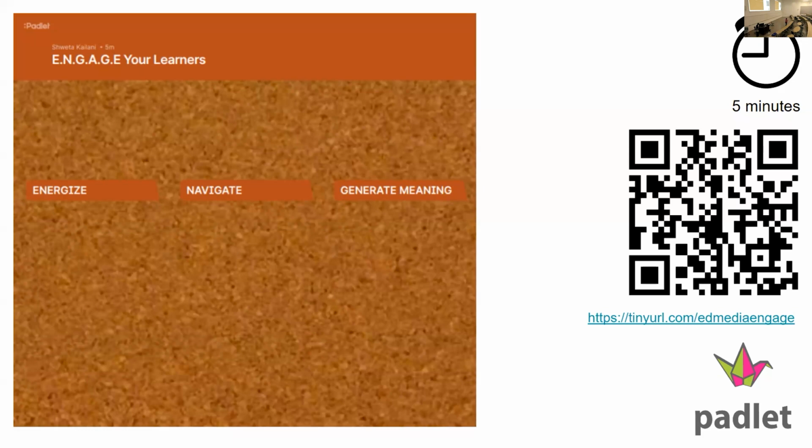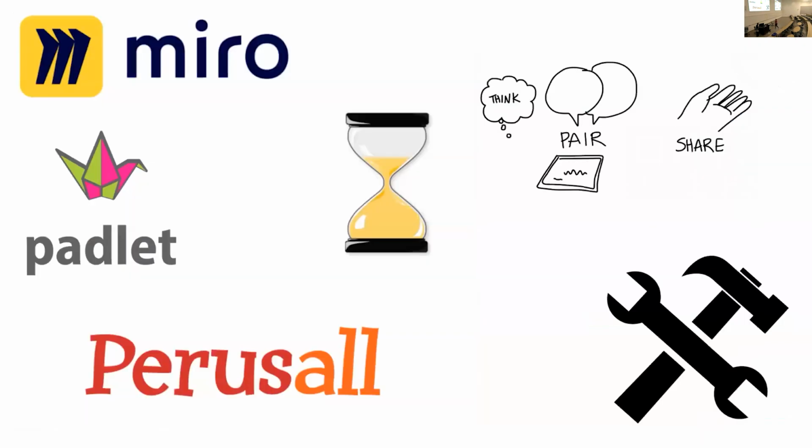So I would recommend that you give it a try, and it's really easy to use. You literally double click on the wall and it will give you the different input forms like audio, video, text, and images.